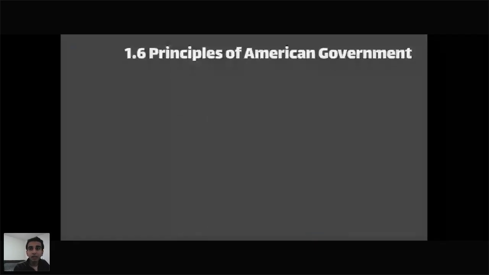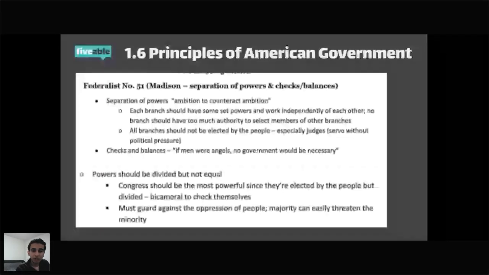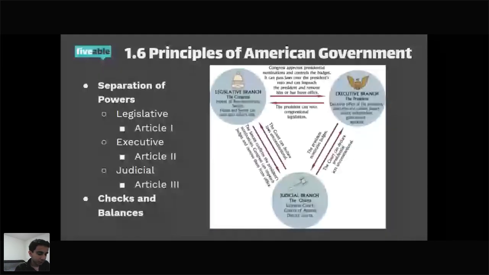The next slide is talking about more principles of government in Federalist number 51. So before we actually get to this slide, what do you guys know about Federalist 51? Which branch of government does it deal with mainly?